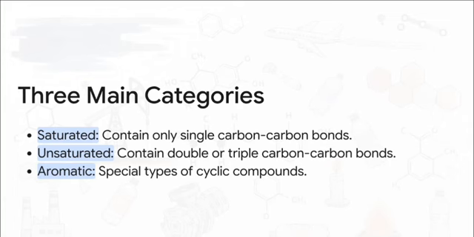So we can basically split them into three main branches. First up, you've got your saturated hydrocarbons. They only have single bonds between their carbons. Then you've got the unsaturated ones, which have these more, let's say, exciting double or triple bonds. And finally, there's a really special group called aromatics, which have this unique ring structure.